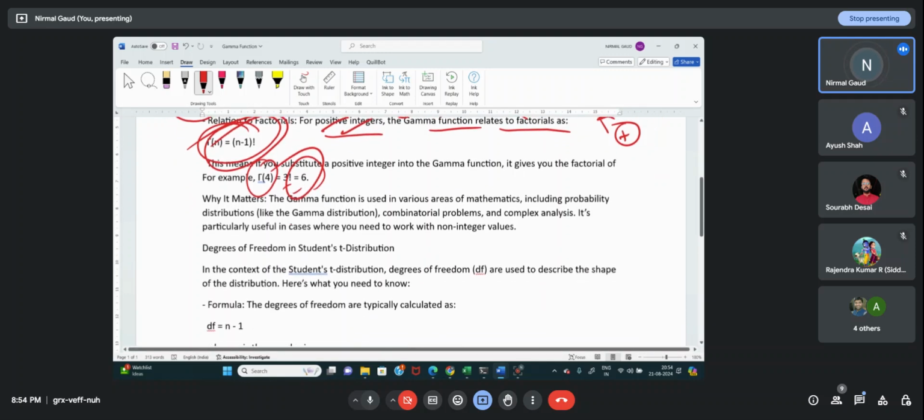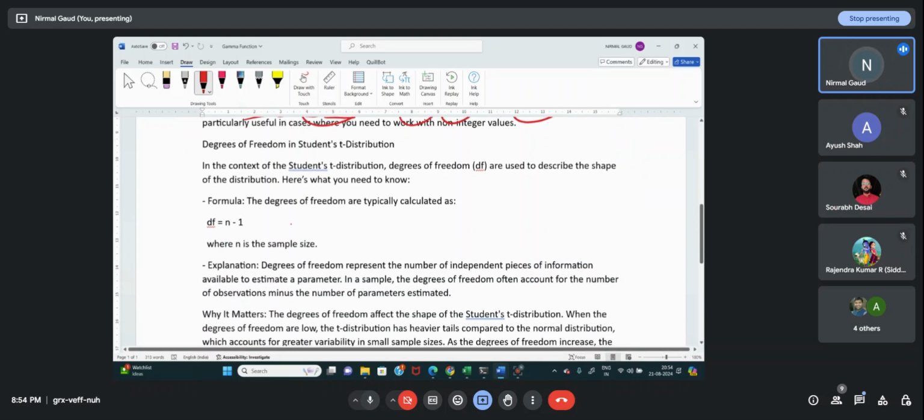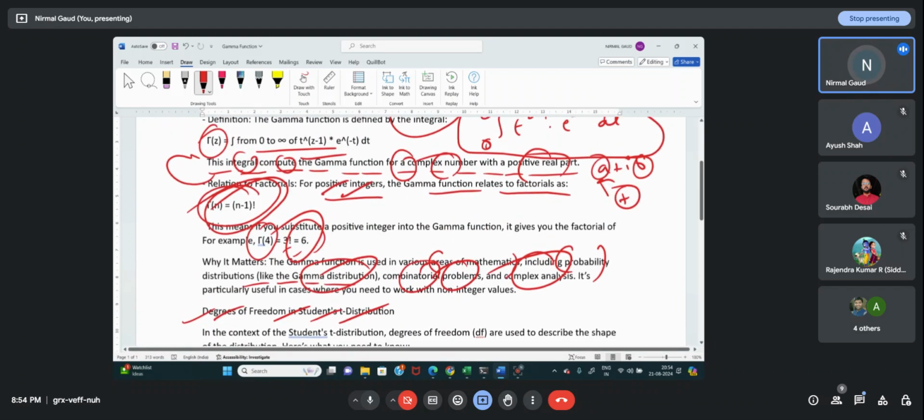So why does it matter? See, gamma functions are used in various areas of maths, including probability. Right now we are studying probability only. That's why we are using the gamma distribution, combination problems, complex analysis. Gamma functions are used, and in the student t distribution. Right now we are referring to student t, so here we are using the gamma function. Just remember this formula.